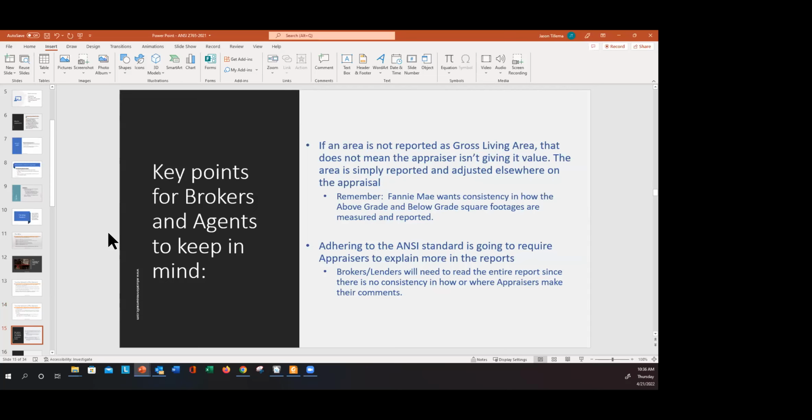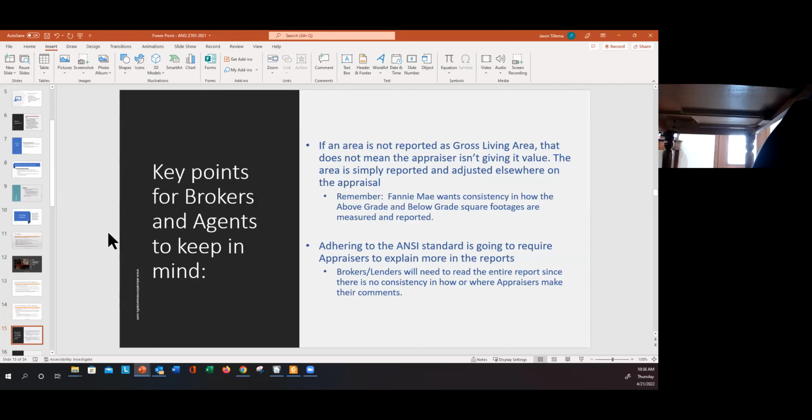We've already talked about that first one. The second bullet point here, adhering to the ANSI standard, this is really going to require appraisers just to put a lot more explanation in their reports.